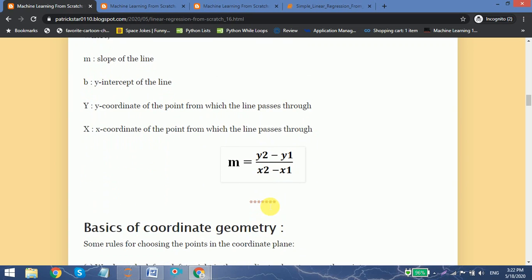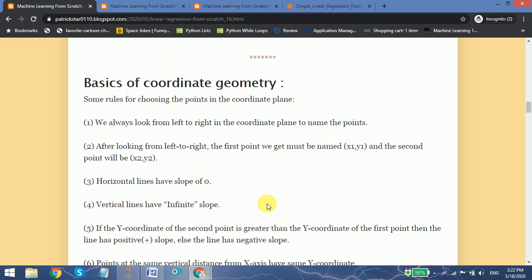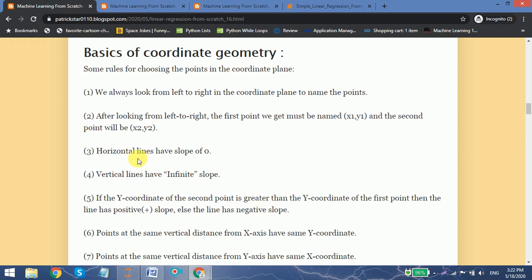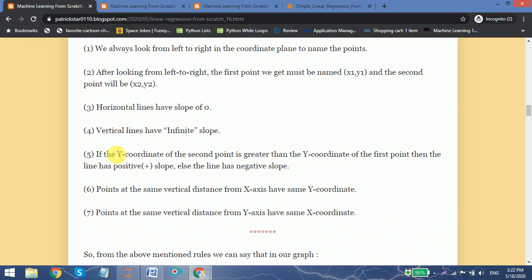Okay, here are some basics of coordinate geometry if you want to brush it up. We always look from left to right in the coordinate plane to name the points. While looking from left to right, the point that comes first we name x1, y1, and the point that comes after that we name x2, y2. Horizontal lines have a slope of 0, vertical lines have infinite slope, and if the y coordinate of the second point is greater than the y coordinate of the first point, then the line has a positive slope, else the line has a negative slope.